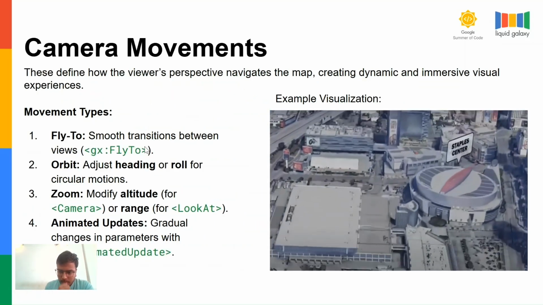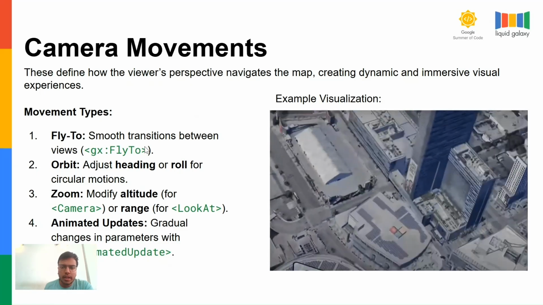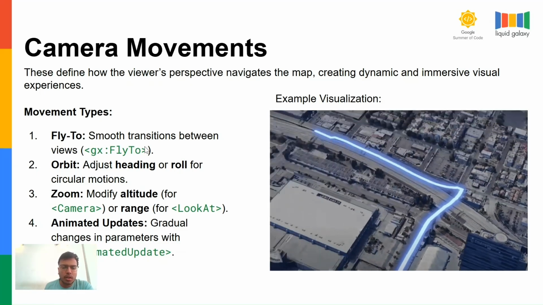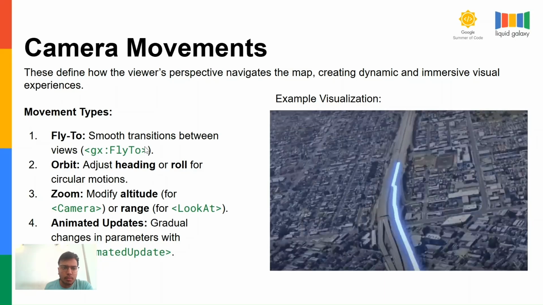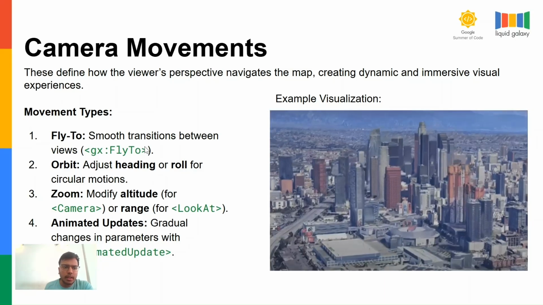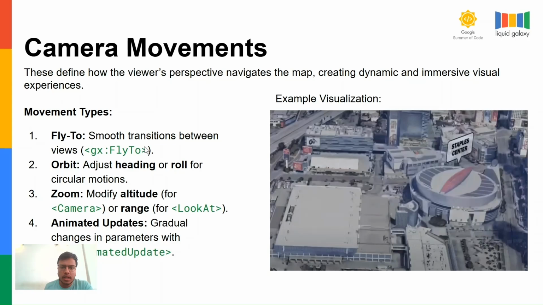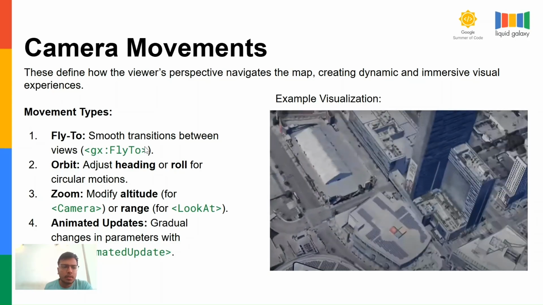Finally, we are going to discuss the most important elements of creating beautiful tours. Most important, some of these include camera movements. So, camera movements basically define how the viewer's perspective navigates the map, creating dynamic and immersive visual experiences.